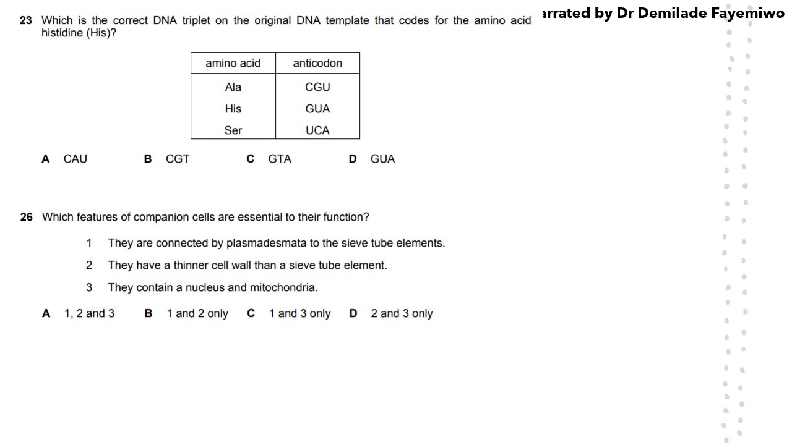Okay, which is the correct DNA triplet on the original DNA template that codes for the amino acid histidine? So here, histidine is GUA. All right, and what they're telling us to do here is to work backwards. So if you watch the videos on protein synthesis, you remember that you have DNA to mRNA, and then to tRNA that binds with the mRNA, and then you have your protein being made.